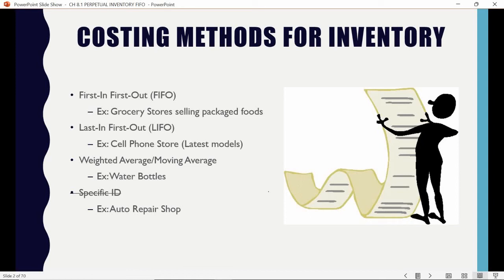Here, it's not the same as periodic, because in periodic we have to wait till the end of the accounting period to figure out how we cost it. In this case, we're going to be weaving in and out throughout every purchase that we make and every sale that we make. We sell as we go.